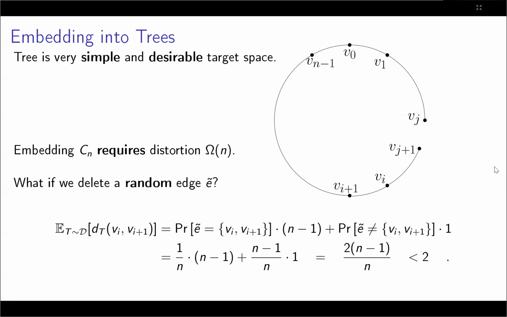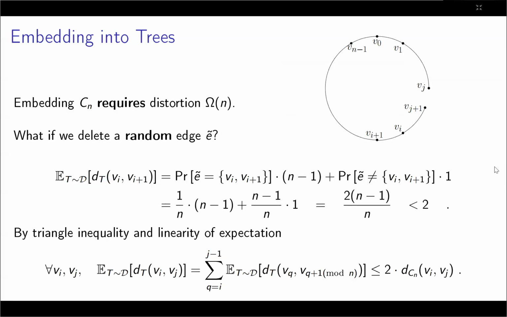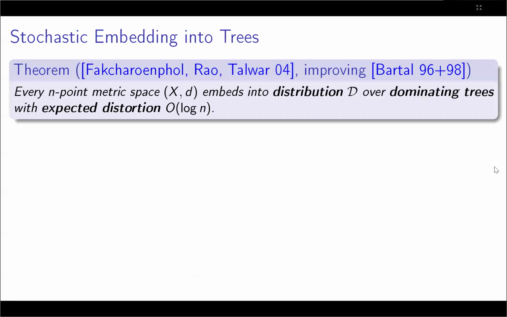And this is not special to a pair of neighboring vertices. Using linearity of expectation and the triangle inequality, you can show that for an arbitrary pair v_i, v_j, just break it into all the consecutive pairs, sample a random edge, and the expected distortion will again be only 2. So this is nice. Instead of n, we get 2 by just sampling a random edge to delete. And this is not unique to the cycle, as was shown by Fakcharoenphol, Rao, Talwar, including some previous work by Bartal. This is actually true for any metric space by replacing 2 with log n.